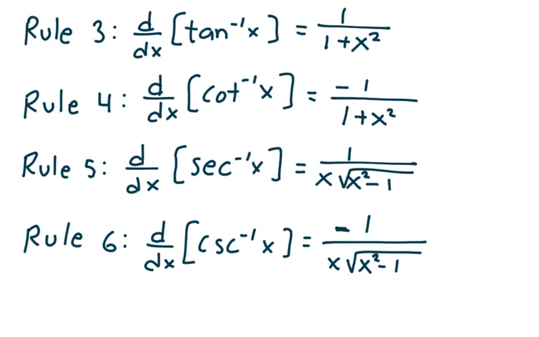Rule 5. The derivative of inverse secant of x with respect to x is 1 over x times the square root of x squared minus 1. And Rule 6. The derivative of inverse cosecant of x with respect to x is equal to negative 1 over x times the square root of x squared minus 1.